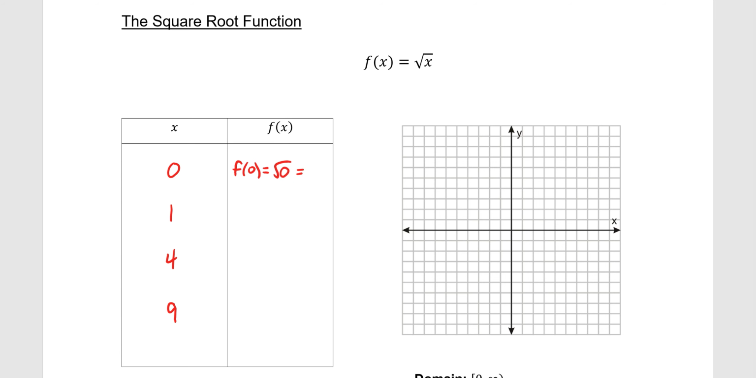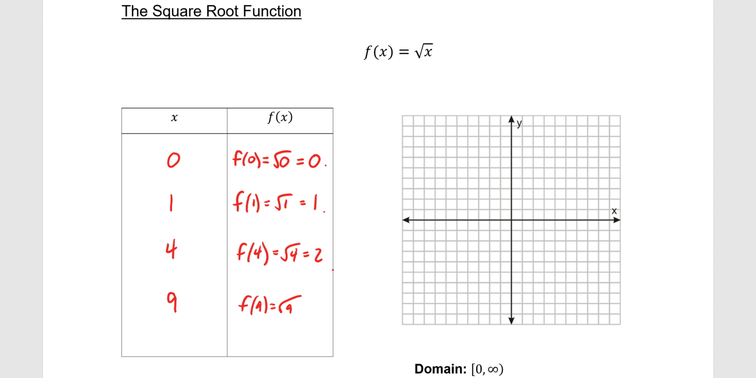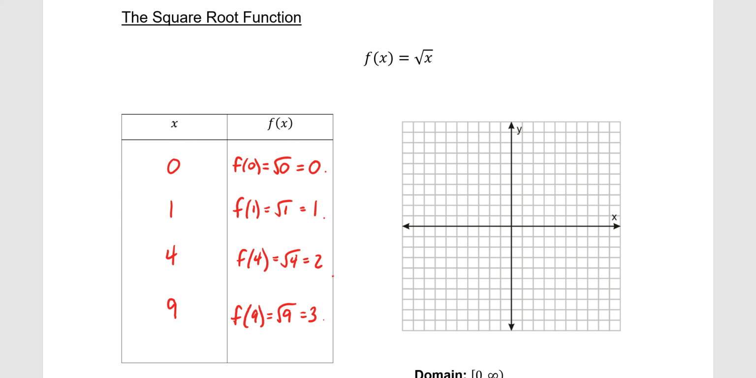the square root of 0 is just 0. Plugging in a 1, the square root of 1 is 1. Plugging in a 4, the square root of 4 is 2. And plugging in, lastly, 9, the square root of 9 is 3. So plotting these points on our graph on the right here, we have 0, comma 0, 1, comma 1, 4, comma 2, and 9, comma 3. And connecting them gives us something like this.